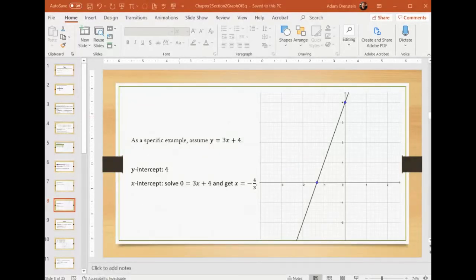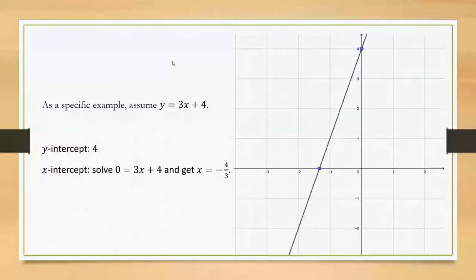So here's our next example. Basically here, we're looking at y equals 3x plus 4. You could graph this using GeoGebra or Desmos. I use GeoGebra, actually. But basically, if you were to graph this, you would get a line like so.